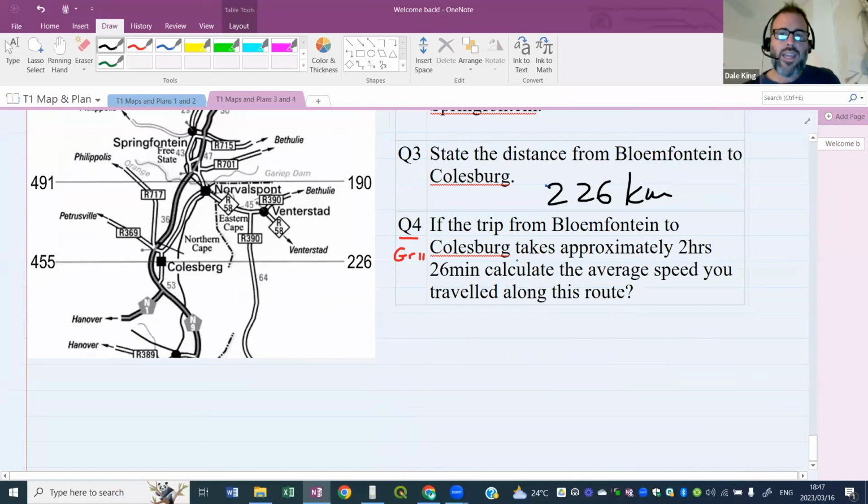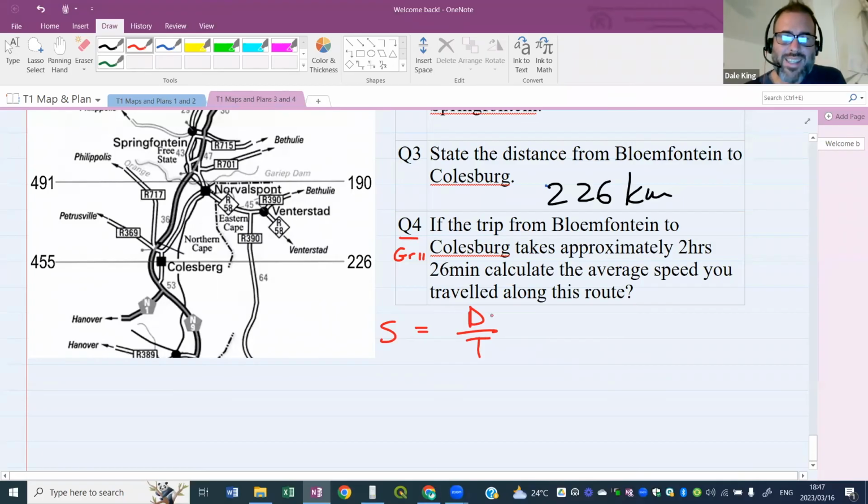Question 4. If the trip from Bloemfontein to Colesberg, where we just spoke about, takes approximately 2 hours and 26 minutes, calculate the average speed you traveled along this route. And I can see Sonia's expression. Even though her camera's not on, I can just picture it right now. I'm going to give you the formula. Speed equals distance over time.